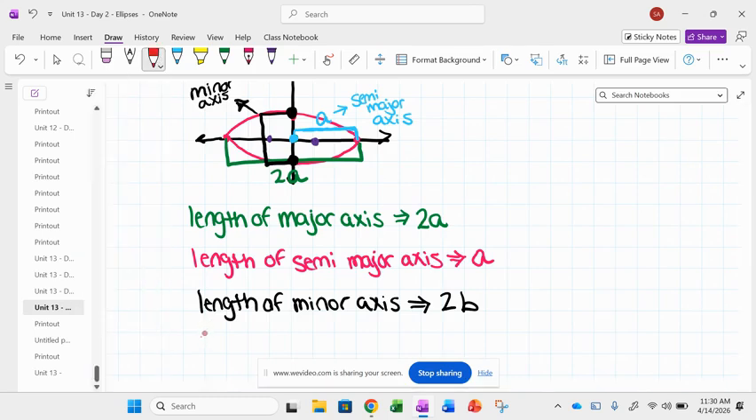And then we're going to have the length of the semi-minor axis. So if the length of the minor axis is 2b, we already said semi means half, right? So what is the length of the semi-minor axis going to be represented by? Just b. And in the graph, what do you think that represents? The distance from what to what? The center to one of the minor vertices.